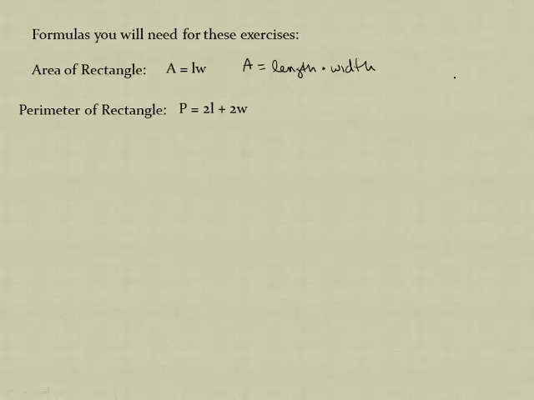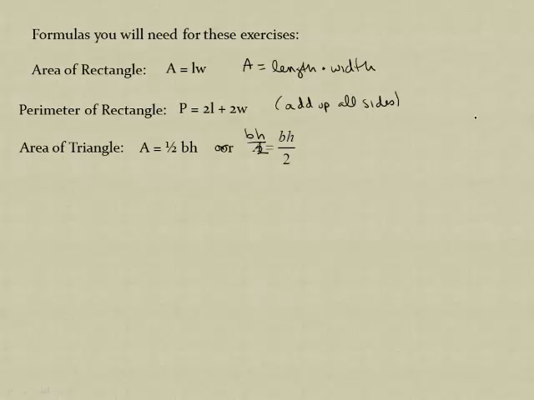Perimeter of a rectangle is 2 times the length plus 2 times the width, or you can add up all the sides. Area of a triangle is 1/2 base times height, or you can do base times height divided by 2. Oh, I guess I already did that. That's what happens when I get ahead of myself.